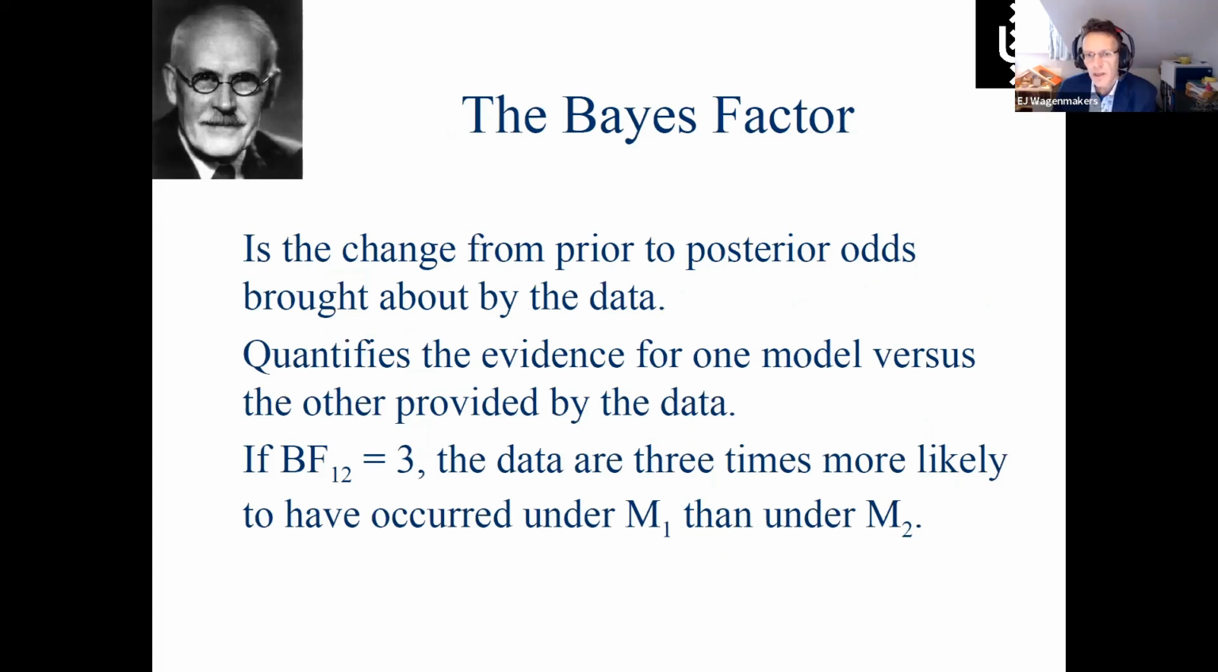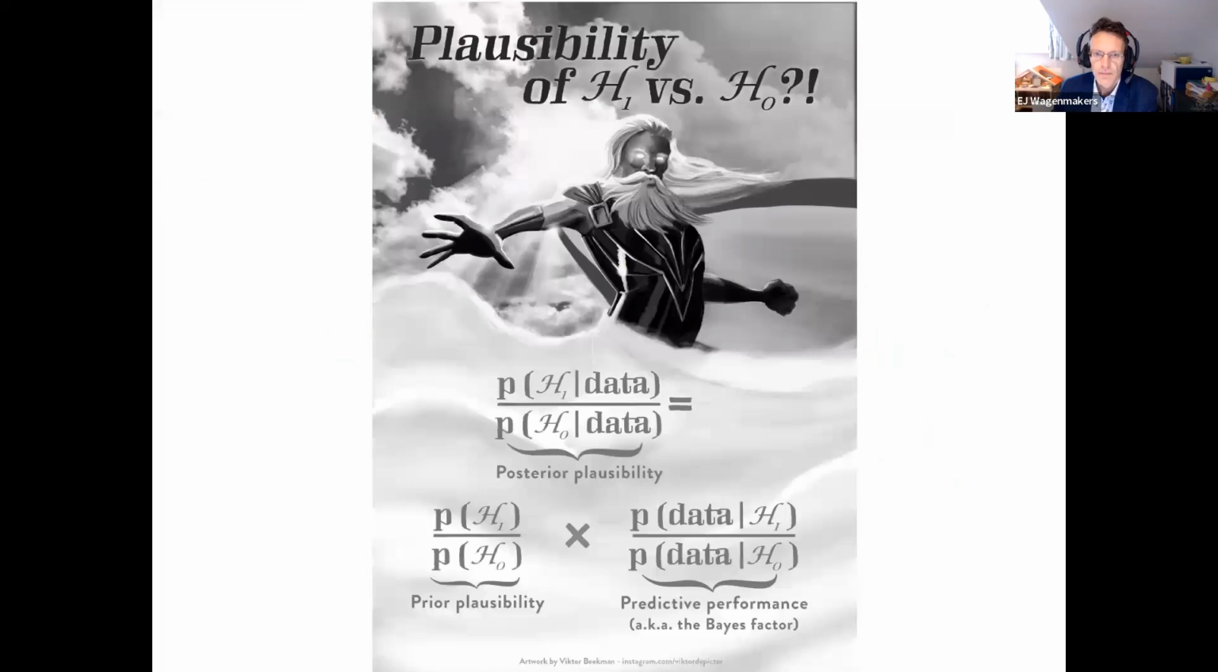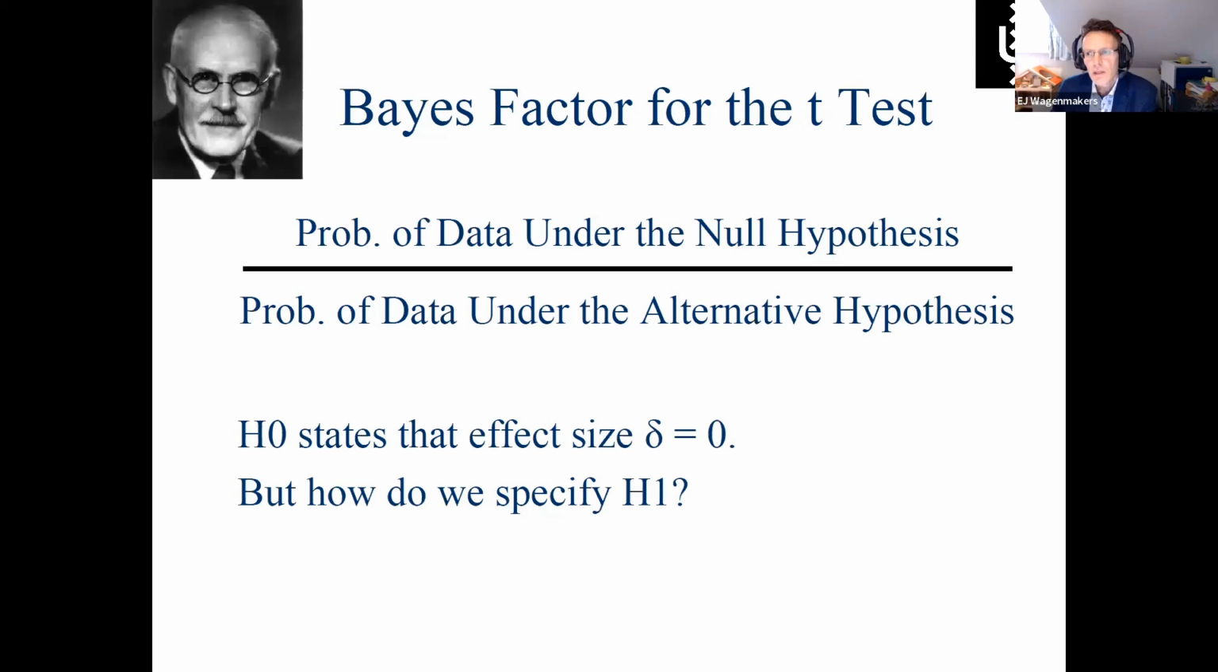So this way, the Bayes factor quantifies the evidence of one model versus the other. So if the Bayes factor is 3, the data are 3 times more likely under one model than under the other. So yeah, this is not hell, but heaven. So when we look at the t-test, for instance, what we're interested in when we look at the Bayes factor is the probability of the data under the null versus the probability of the data under the alternative.